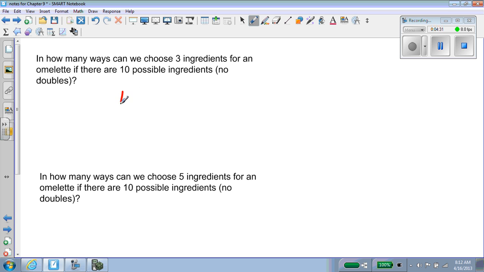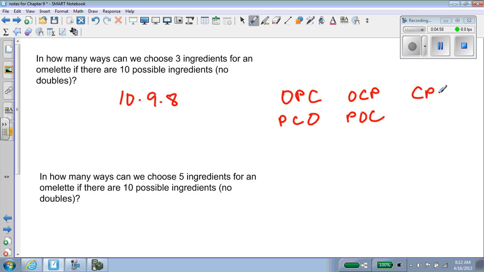Well, 10, 9, 8. But when you say to the chef, make me an omelet with onions, peppers, and cheese, will you be upset if the chef throws the peppers in first and then the cheese and then the onions? Is that a different omelet? Not really. If the chef throws in the onions and then the cheese and then the peppers, or the cheese first and then the peppers and then the onions, or the cheese and then the onions and then the peppers.